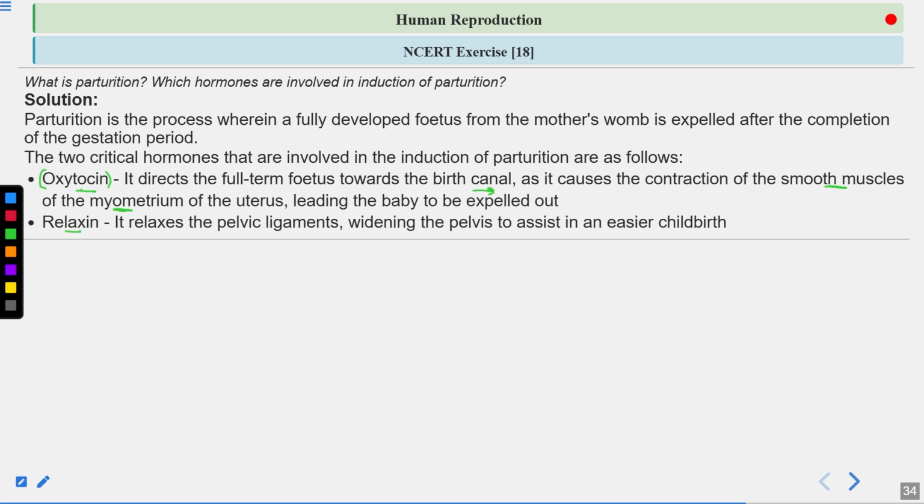Then relaxin. As the name suggests, it relaxes the pelvic ligaments. It widens the cervix area or widens the pelvis to assist in easier childbirth. So it relaxes the ligaments and the muscles in the pelvic region.